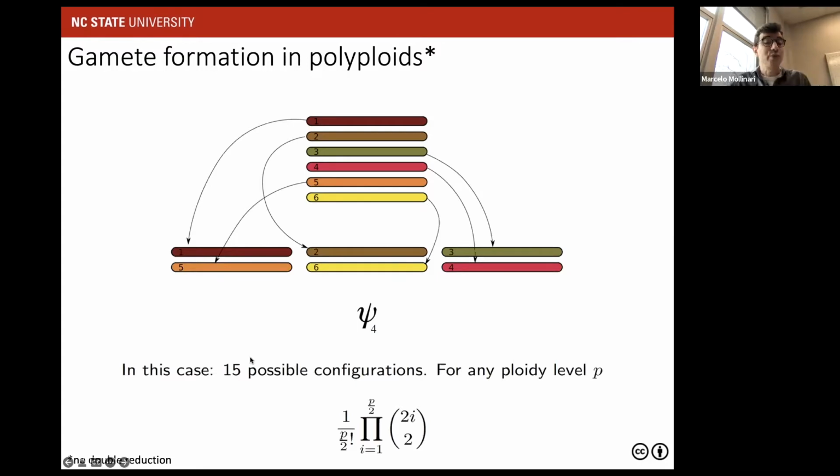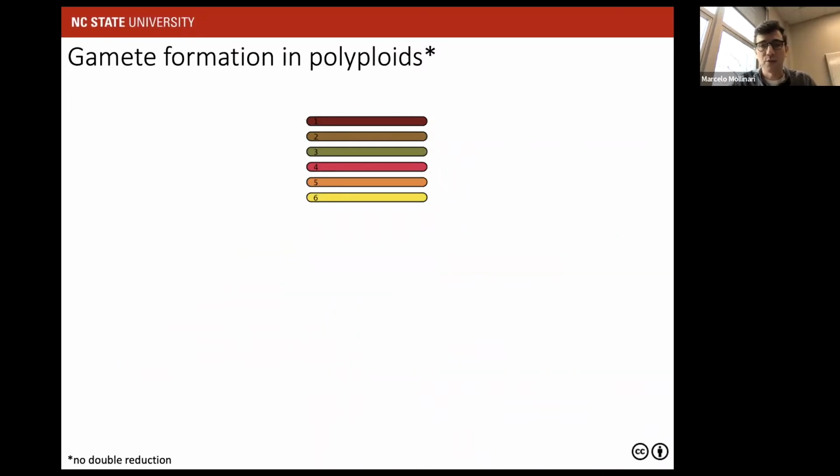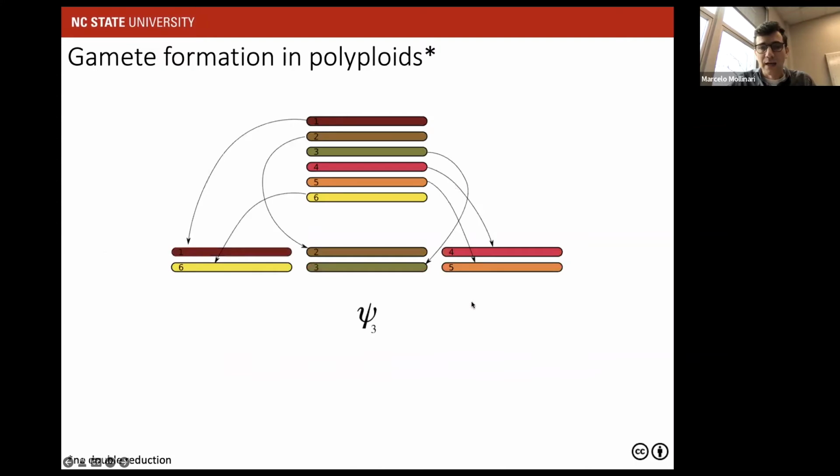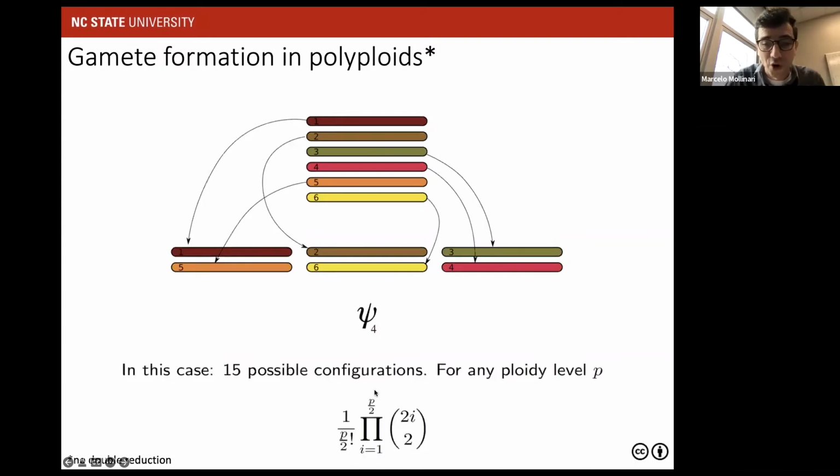In this case, we can have 15 possibilities, right? But for any ploidy level, you can have this number of possibilities here. Oh, by the way, all of the derivation of these formulas is in this paper here. I will share this. This will be in my GitHub, so you can see. Yeah, so you have this formula here. For a tetraploid, this is 3. For a hexaploid, this is 15, and for an octaploid, this is 70.